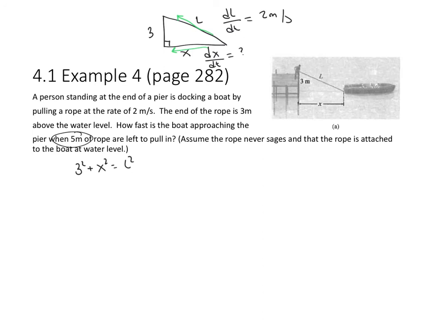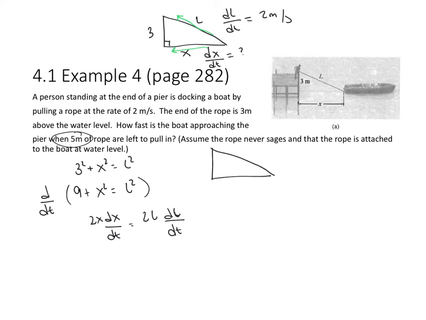So let's take the derivative of what we have here. We have 9 plus x squared equals L squared. I'm going to do d/dt for that, so the derivative with respect to time. The derivative of 9 is 0. The derivative of x squared is 2x dx/dt. The derivative of L squared is 2L dL/dt. Now, I don't have the x in this situation, but I do know that there are 5 meters of rope. At the instant that there are 5 meters of rope is when I'm looking for the dx/dt.